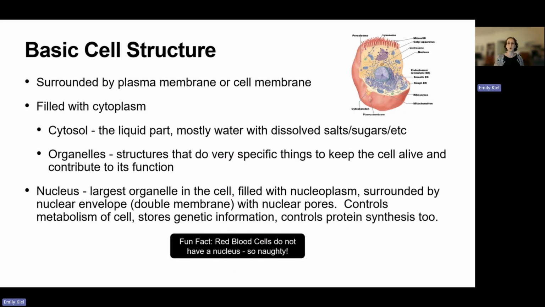We have the nucleus. That's the largest organelle in the cell, and it's filled with nucleoplasm. Similar to how the cell is filled with cytoplasm, the nucleus is filled with nucleoplasm, and it's surrounded by the nuclear envelope. So that's a double membrane, and it has little nuclear pores that allow things to go in and out, though there's a little bit of a guard system there because this is where the DNA and the control center is. You don't want everyone having control of the cell and how it's functioning. So the nucleus is going to control the metabolism of the cell. It stores the genetic information, and it's going to control protein synthesis.